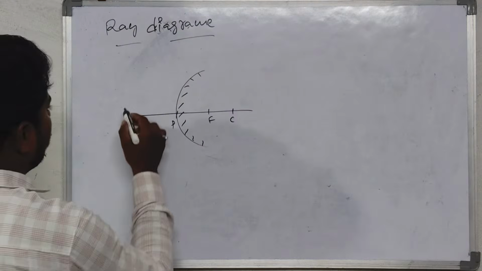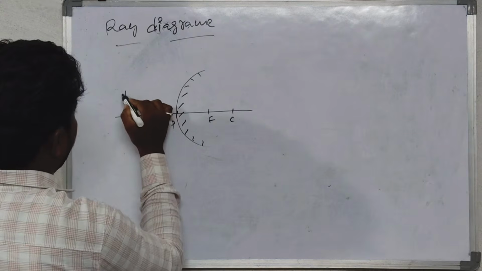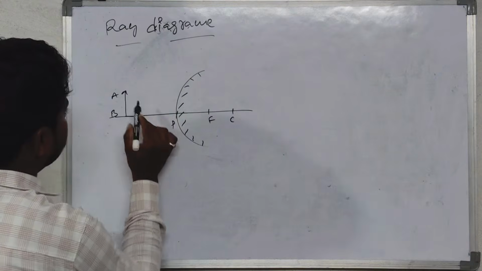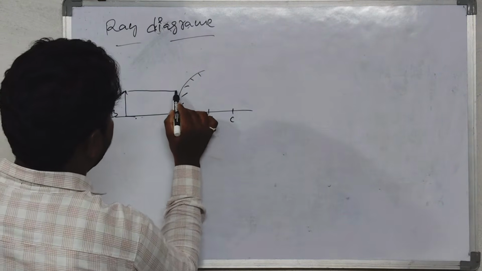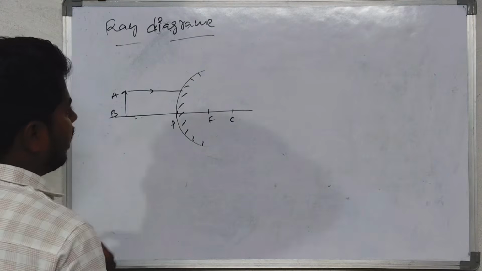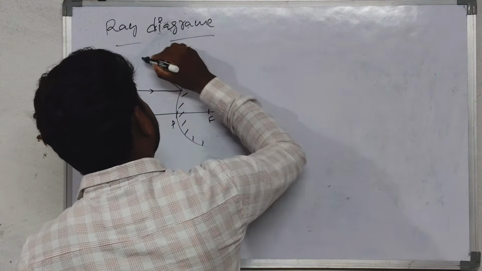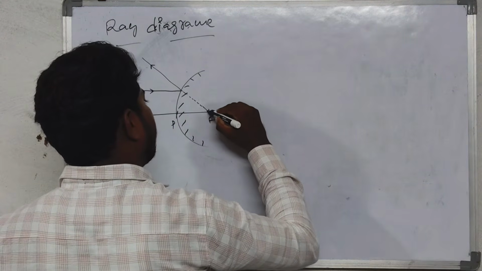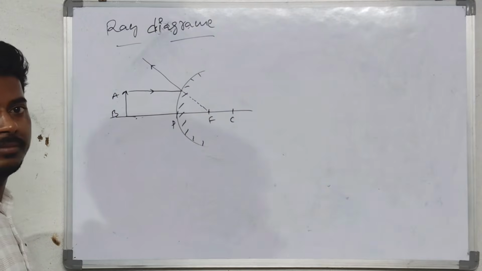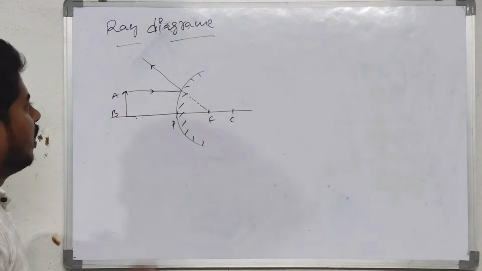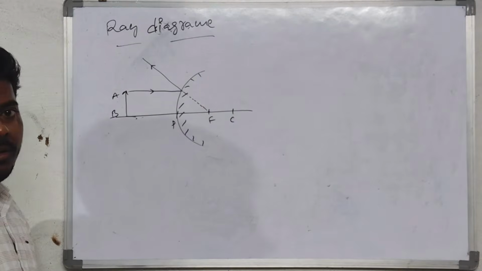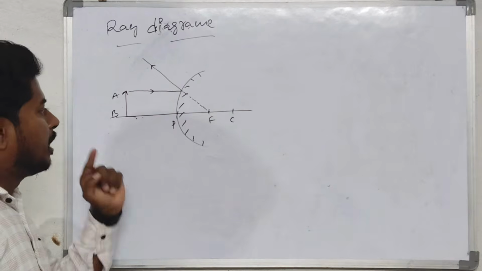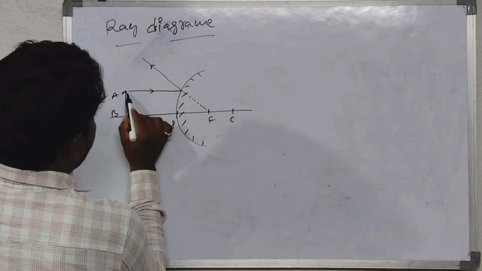Let us see. This is your object A and B. We can use the first rule. A ray of light parallel to the principal axis strikes the mirror and gets reflected like this. If you extend dotted lines from here, it touches exactly at the focus. But we cannot use the second rule. It is not applicable here. We can go with the third rule.